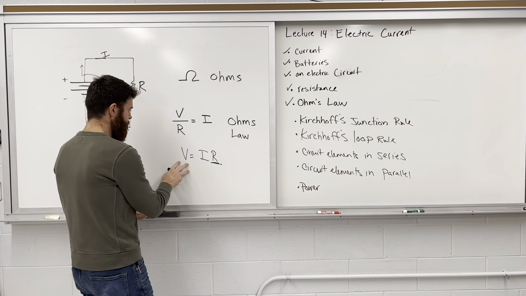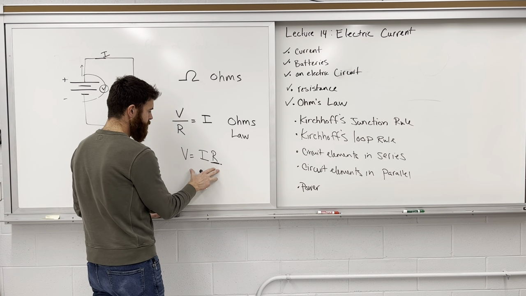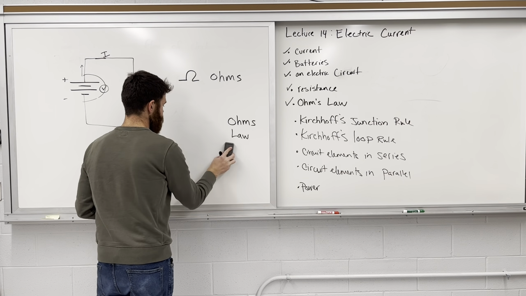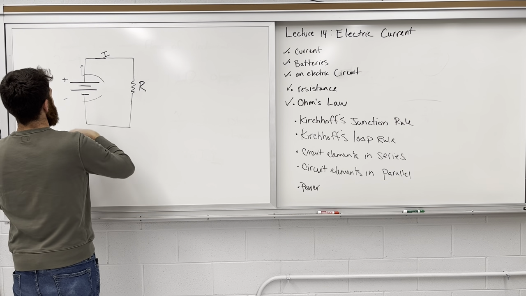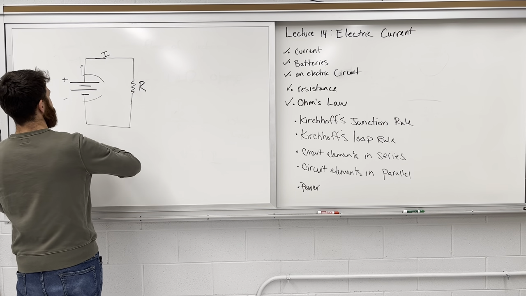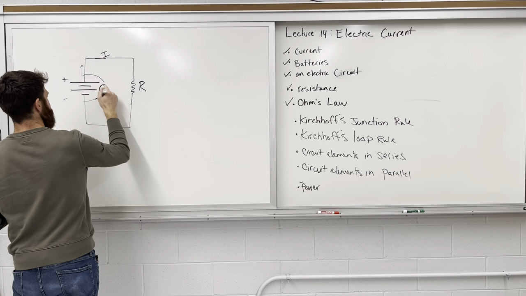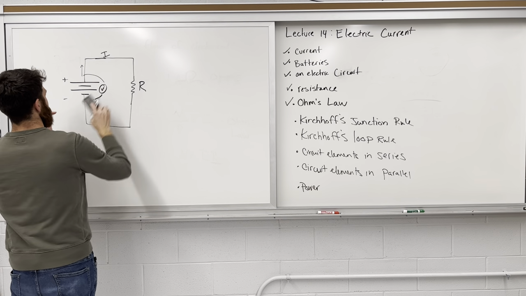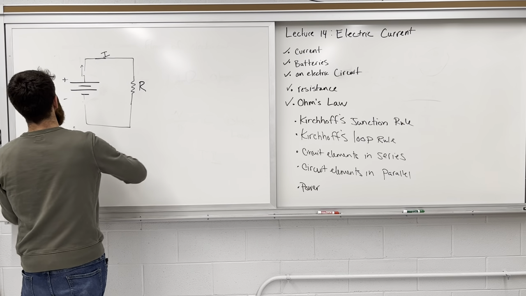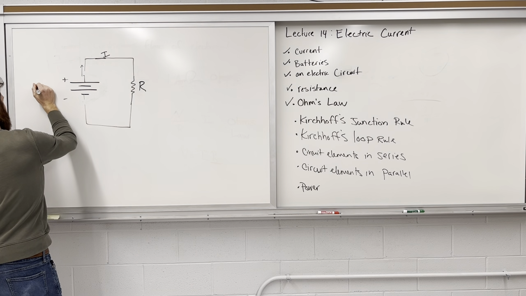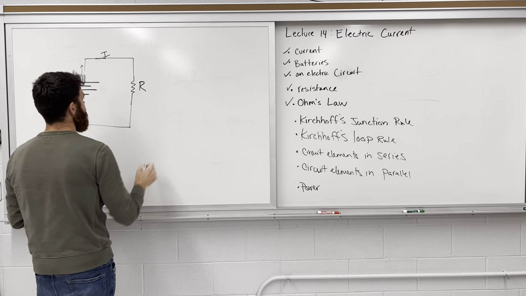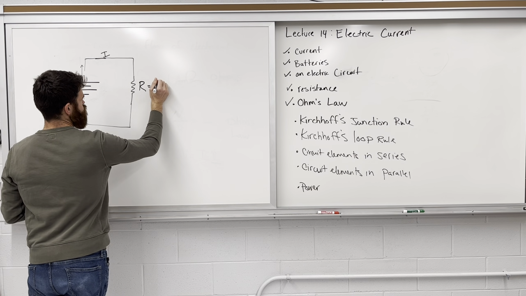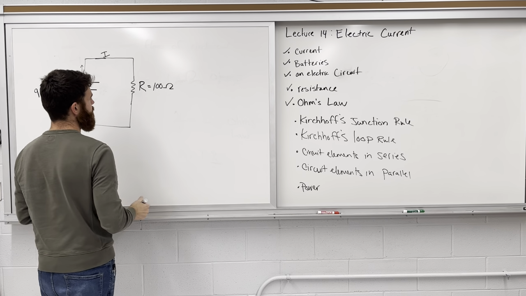Okay, so this is Ohm's law, that voltage equals current times resistance. So let's look at an example. Let's say we have a battery. So this is the symbol for a battery. This is the symbol for a resistor. And usually when we do this, this indicates that we have put a meter across the battery to measure the voltage. But let's just say that this is a 9-volt battery. That's the voltage across this battery, 9-volt battery. And let's say this resistance is 100 ohms, right? It's a pretty large resistor.